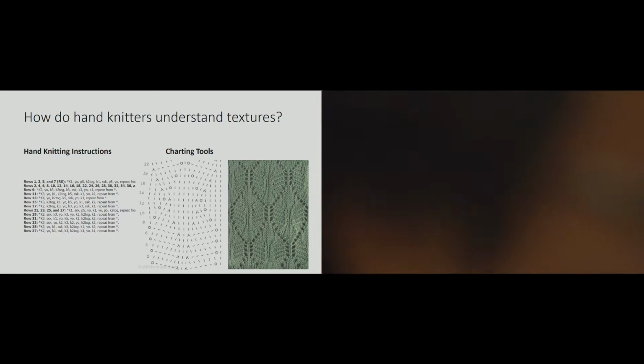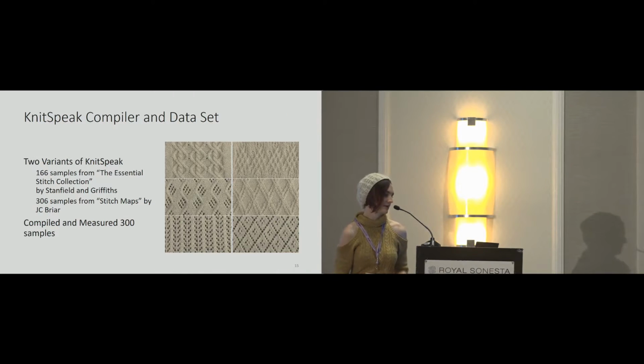So we looked at this very pragmatic language, and we said, well, let's build a compiler. So we wrote a compiler that can compile 2 different versions of KnitSpeak that are very similar. One is the Essential Stitch Collection by Stanford and Griffiths, and the second is Stitch Maps, which is an online open repository by J.C. Briar. And we have compiled to date and measured 300 different samples.